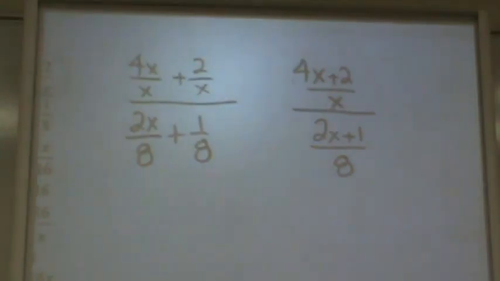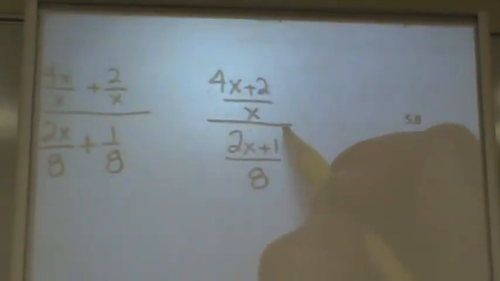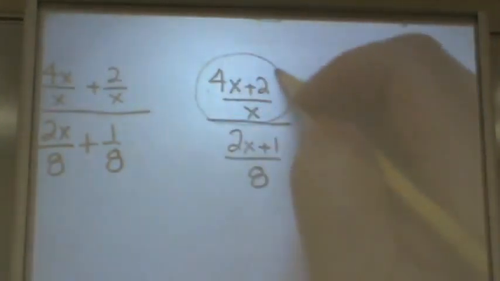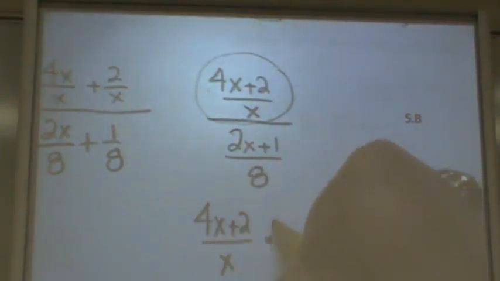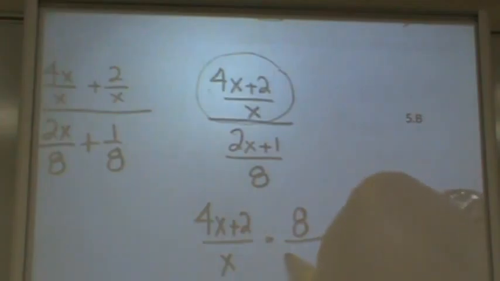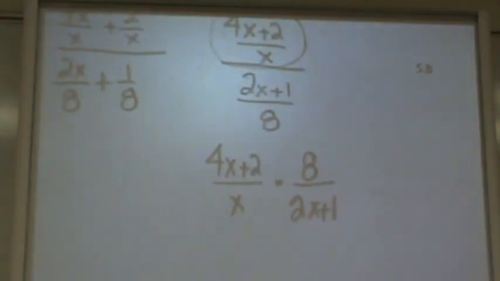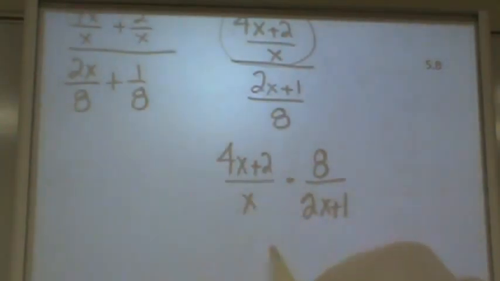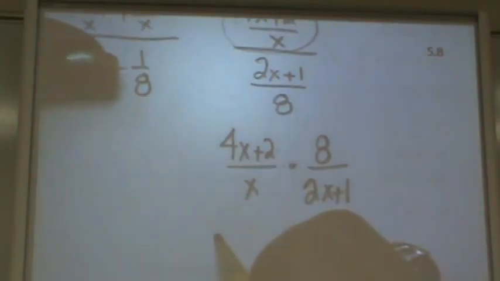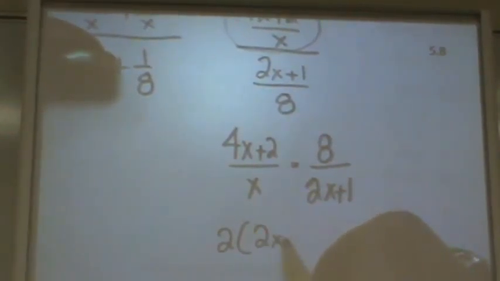So now, because it's a division problem, we're going to keep that one the same. We're going to flip this, so this becomes 8 over 2x plus 1. Now, looking at our answers, I don't see anything, which tells me that I could probably do something more, which is pull a 2 out of this. So if I pull a 2 out, I get 2x plus 1, and now I start seeing some things happening here.